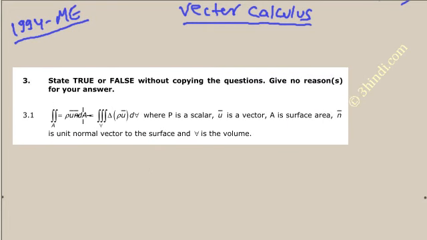This is another question in 1994. Here you are required to find out whether this statement is true or false. I think this is actually the equation of Gauss theorem. So if you know Gauss theorem, then this statement is correct. So this is true, and I have explained about Gauss theorem in my previous video. So the answer is true.